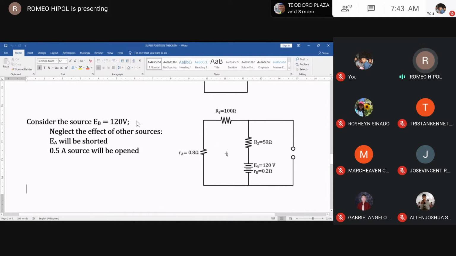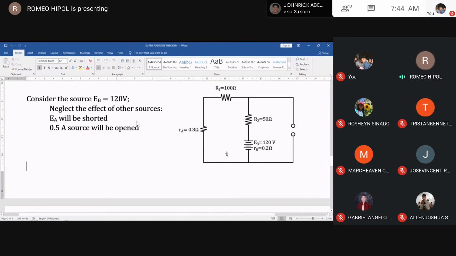Pero ulitin ko ha, depende sa connection, type of connection ng circuit, yung magiging output. Kasi ito, we have 3 supplies or sources with 2 windows. Pero for 3 or more windows, syempre mag-iiba yung equivalent circuit diagram with respect to the effect of each supply.